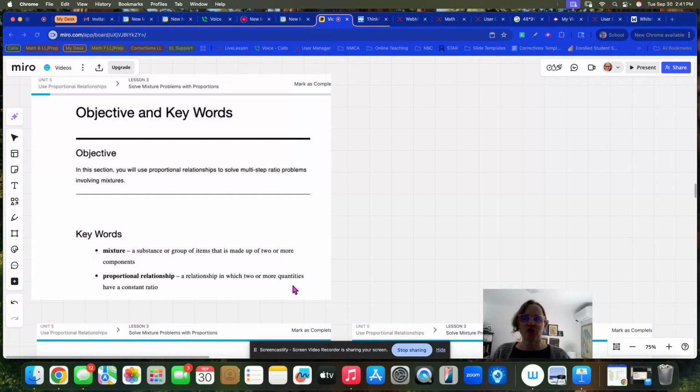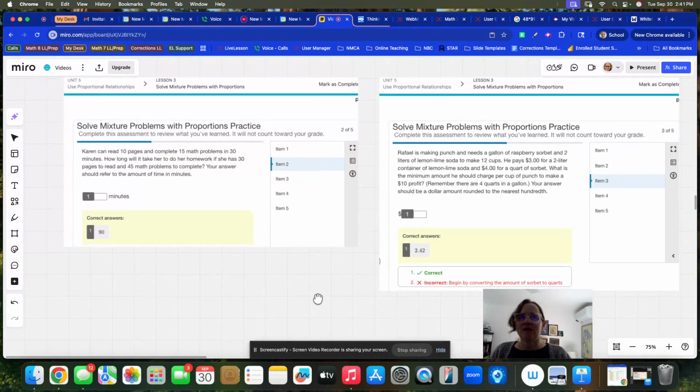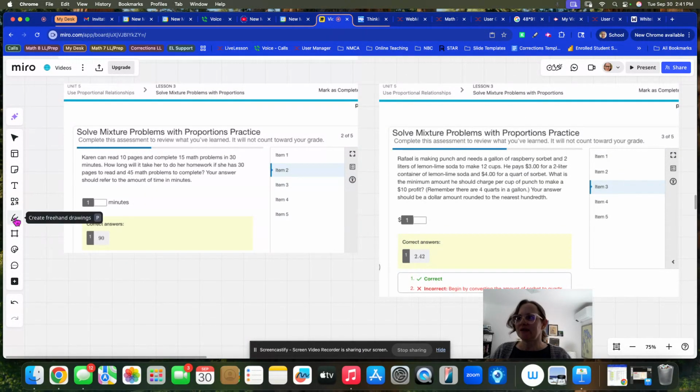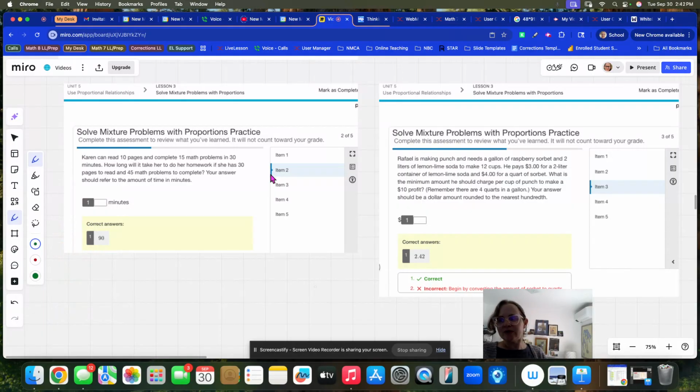You've got proportional relationship, which we already know about. Mixture is a substance or group of items that's made up of 2 or more components. So, like when you're cooking and you're mixing rice and water. And then when we have a rate here, for me, the easiest way to solve these is with proportions, but sometimes like this one, I just had to kind of use some reasoning because I tried making some fractions and proportions and it just didn't work out for me. So check this one out.